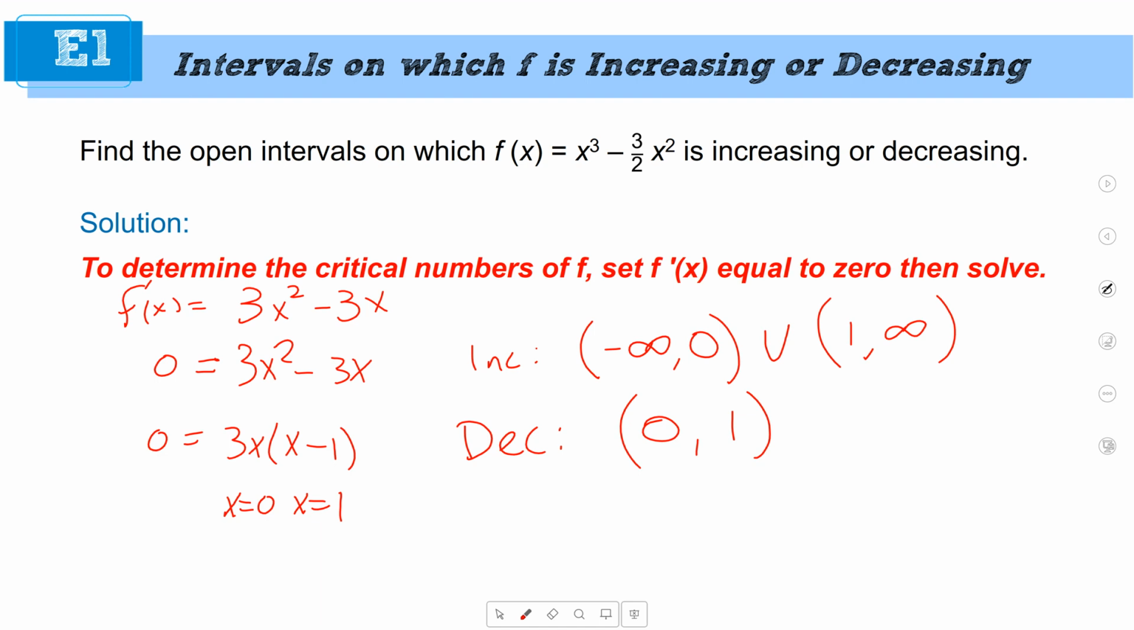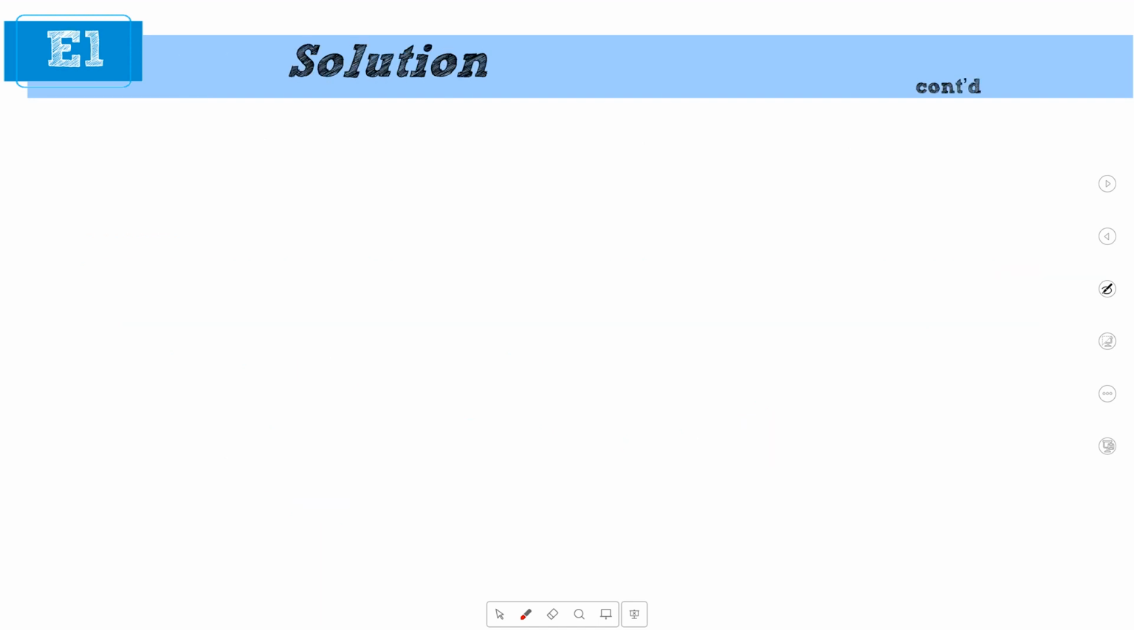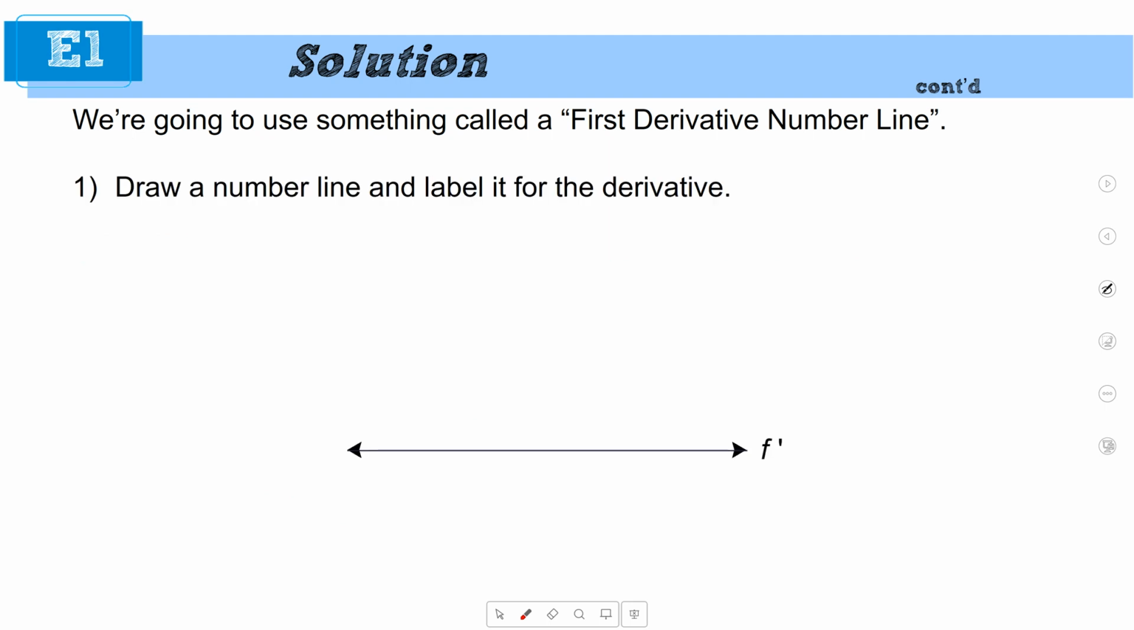So I did this already, but what we would like to do is create a consistent method for us to check these things so that everybody's doing it the same way, and it's not all willy-nilly crazy. So we're going to use something called the first derivative number line. I kind of did that, but I glanced over it because I wanted to go through the details here. This is very important. I drew a line, and I put f prime next to it.